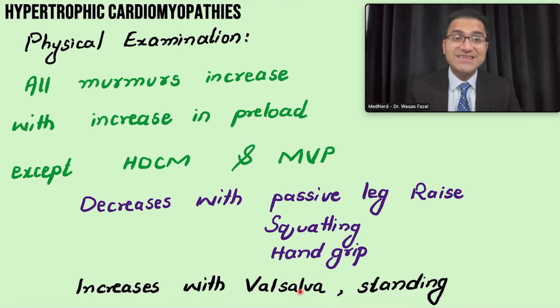Valsalva and standing decreases the preload. Whenever there is decreased preload, all murmurs would decrease except hypertrophic obstructive cardiomyopathy and mitral valve prolapse. Therefore, there will be increase in the murmur of hypertrophic obstructive cardiomyopathy in Valsalva and standing.